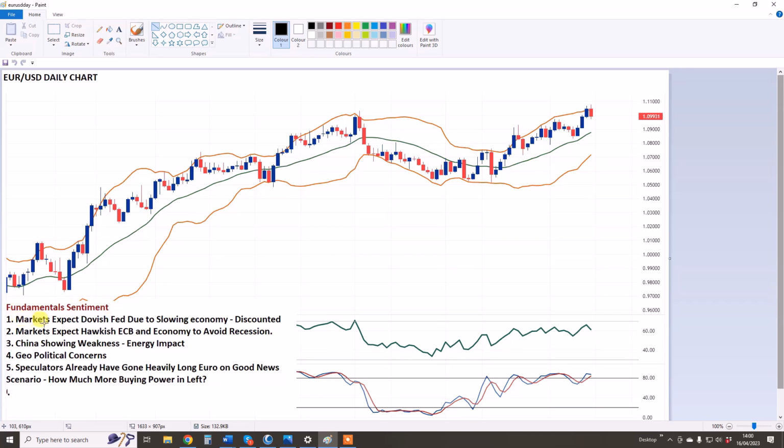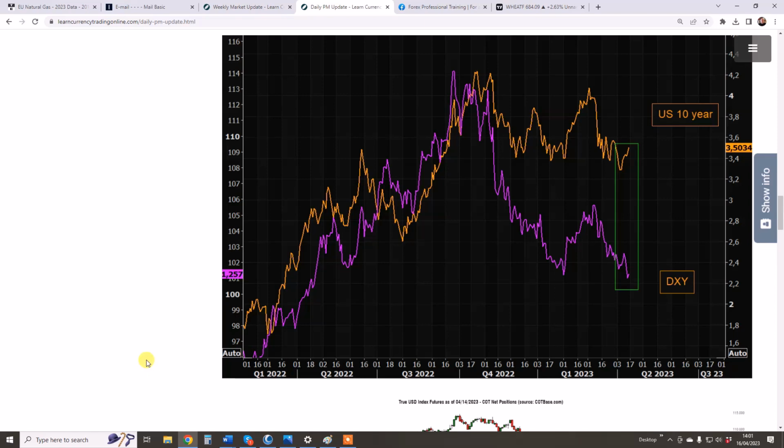Point number one, in terms of the USD, the market expects a dovish Fed, so maybe one more rate hike, then numerous cuts into the end of the year. That's due to a slowing economy. I think that story is now largely getting discounted. And I just want to show you this chart here, why I think it's getting discounted.